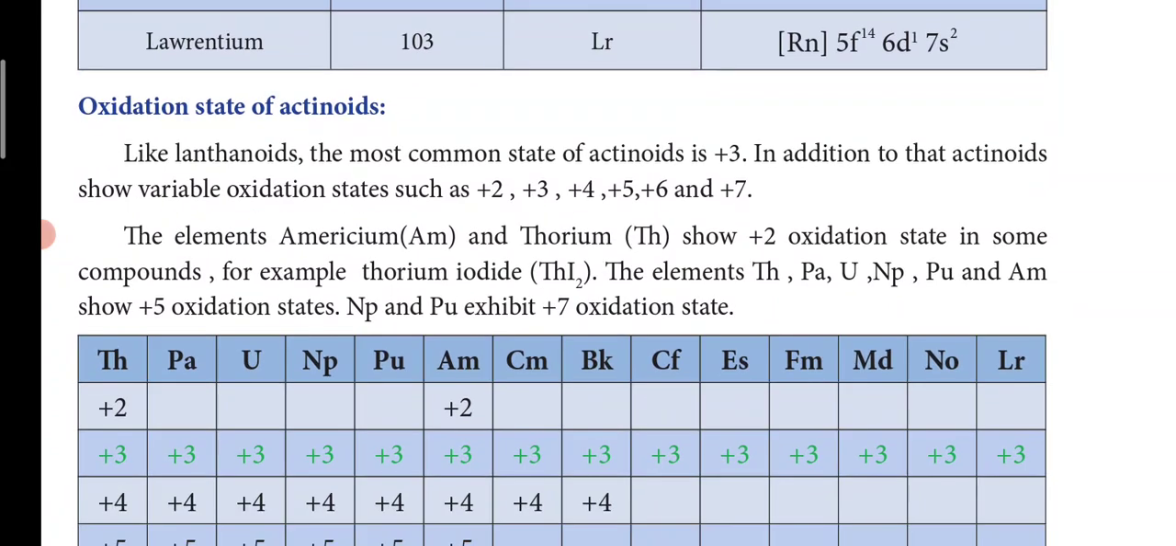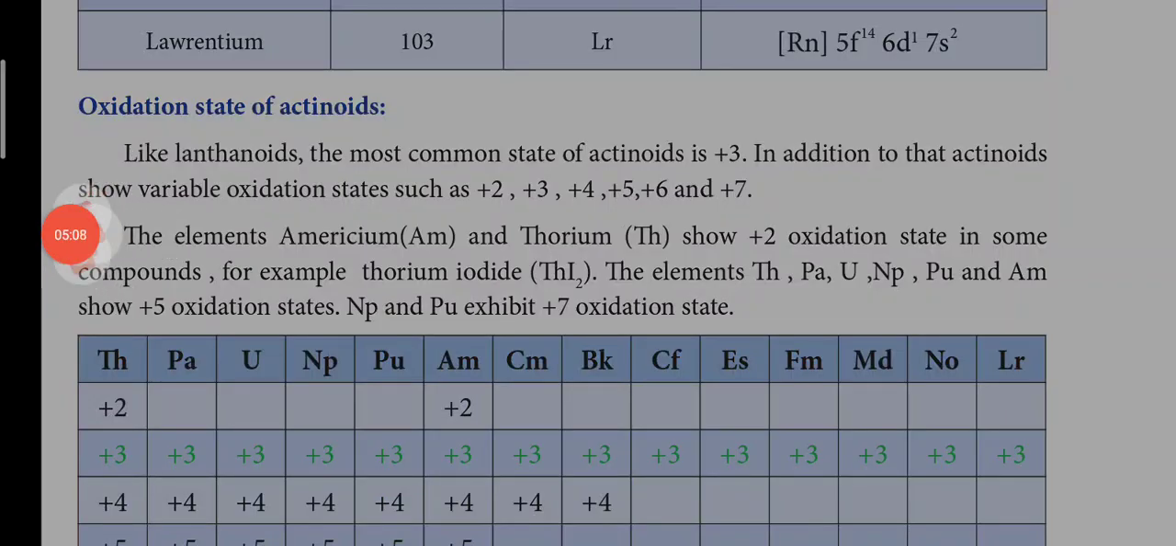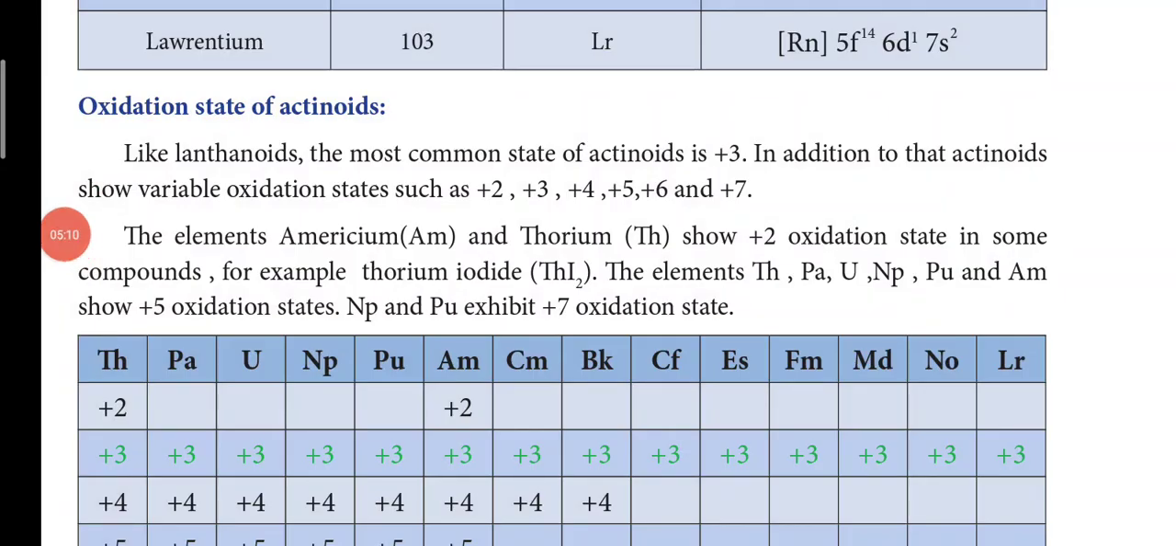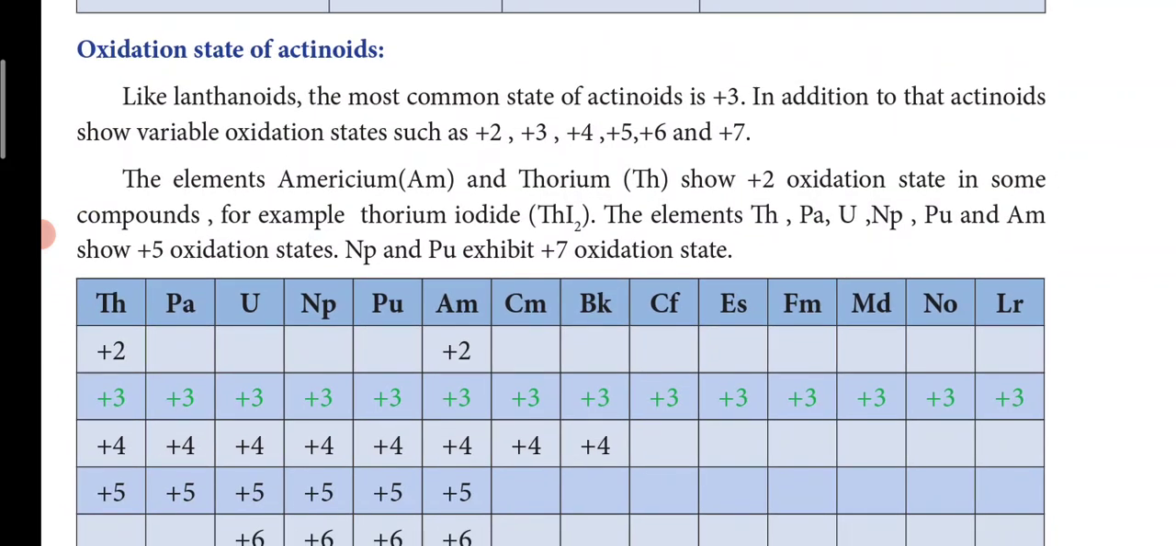Now the oxidation states of actinoids. Like the lanthanoids, the most common oxidation state of actinoids is +3. In addition to that, actinoids show variable oxidation states such as +2, +3, +4, +5, +6 and +7. The elements americium Am and thorium Th show the +2 oxidation state in some compounds, for example thorium iodide.